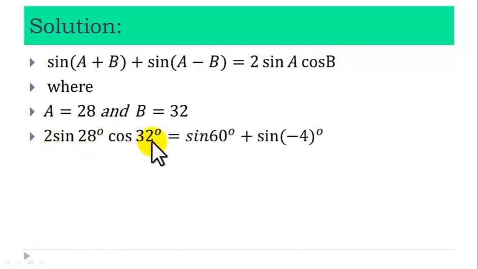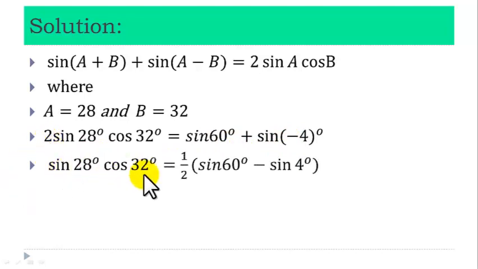28 degrees cos 32 degrees equal to sin of 28 plus 32, that would be sin 60 degrees, plus sin of A minus B, that is 28 minus 32, that will give us minus 4. That's plus sin minus 4 degrees. Dividing both sides of this equation by 2, we have sin 28 degrees cos 32 degrees equal to 1 over 2 into sin 60 minus sin 4 degrees, since sin minus 4 is equal to minus sin 4.